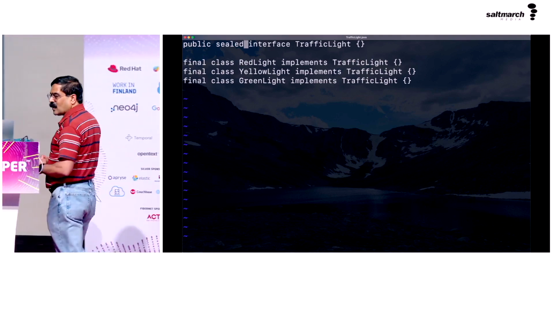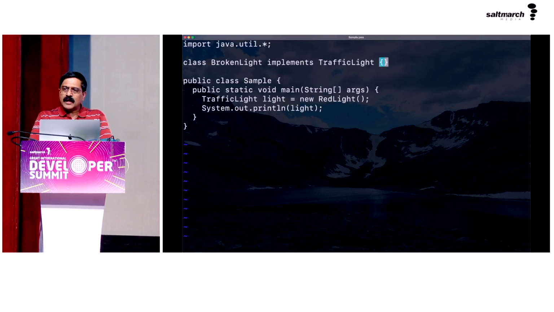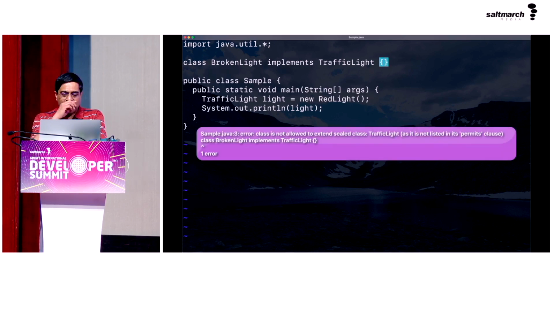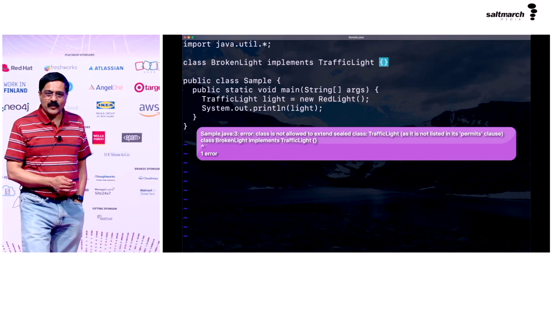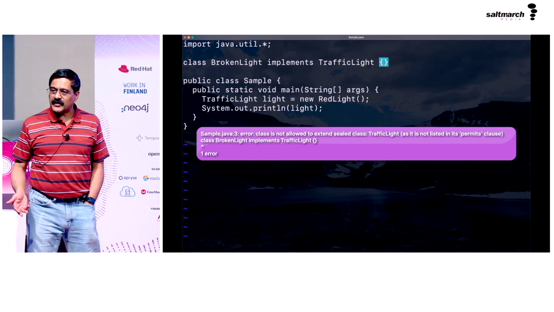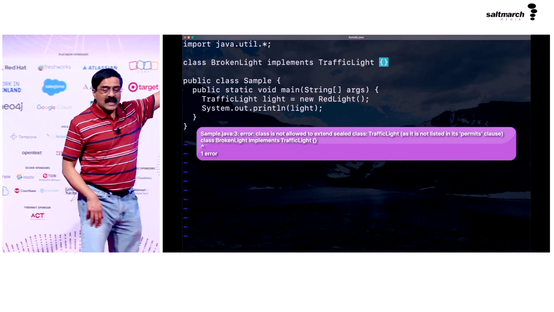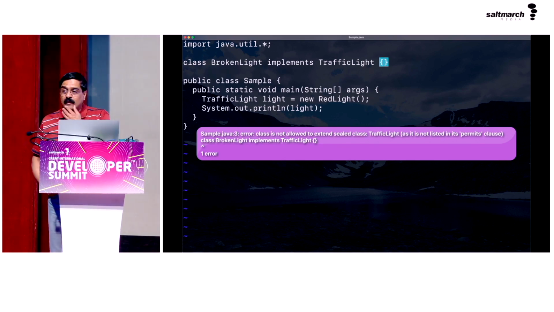What is the consequence of doing this? The consequence of doing this is, if I go back to the code and try to compile it, I got an error. I'll read that for you because the font is small. It says class is not allowed to extend sealed class traffic light. You and I know it's not a class, it's an interface, right? So when they say sealed class, take that with a grain of salt. It's a sealed interface. So it says the class is not allowed to extend the sealed class, traffic light is not listed in the permits clause.